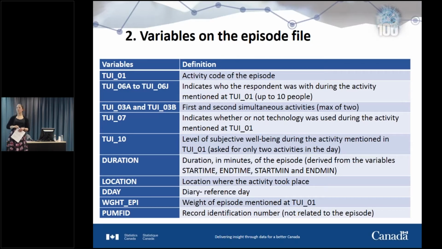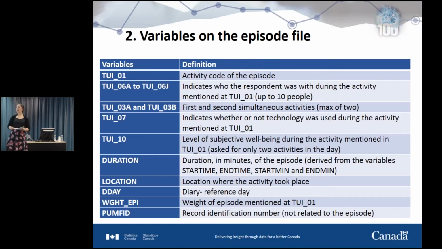So, the variables on the episode file. This is not all the variables, so we'll see the main ones, the ones we'll be using today. We have the TUI01, which is the activity code of the episode. The TUI06A2J indicates who the respondent was with during the activity. We could be with up to 10 people for each activity. The TUI03A and B are the first and second simultaneous activities, so we could have a max of 2.